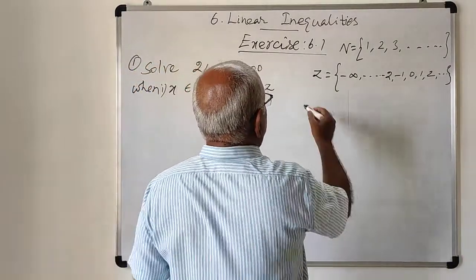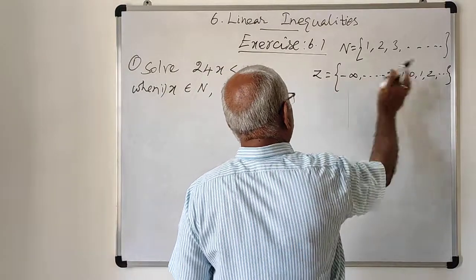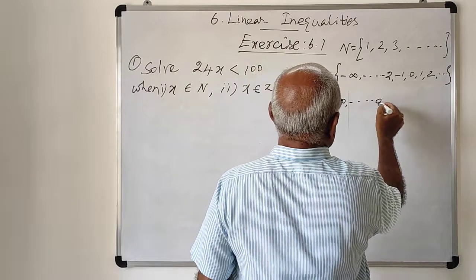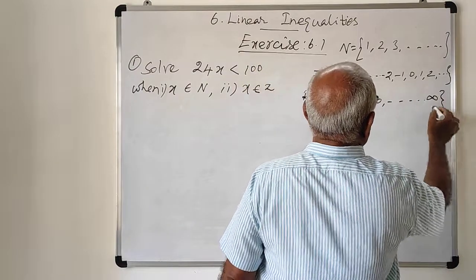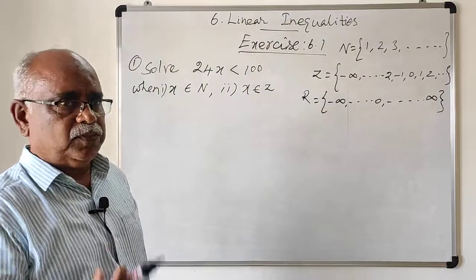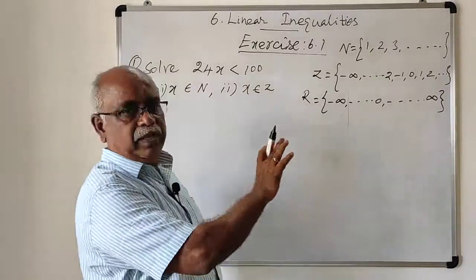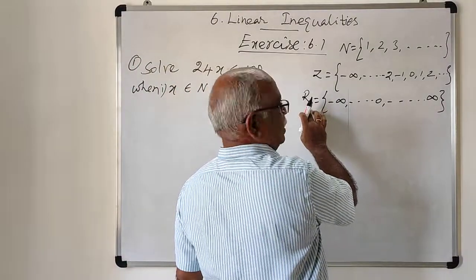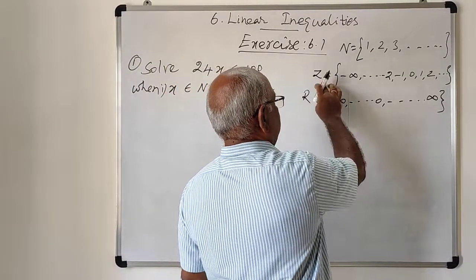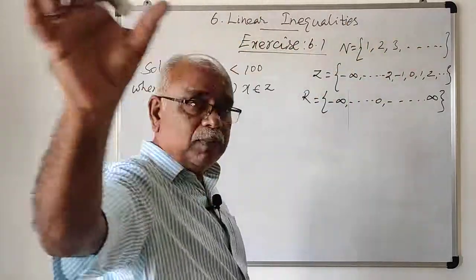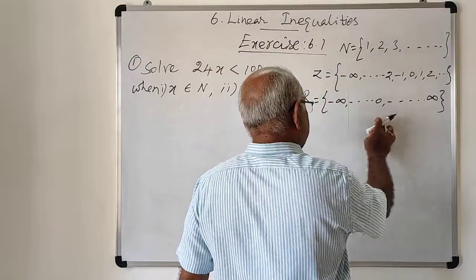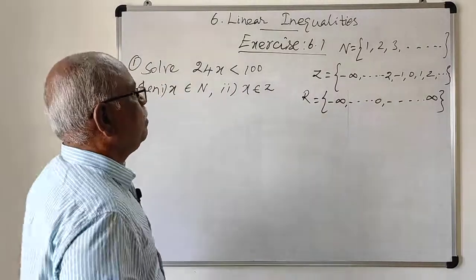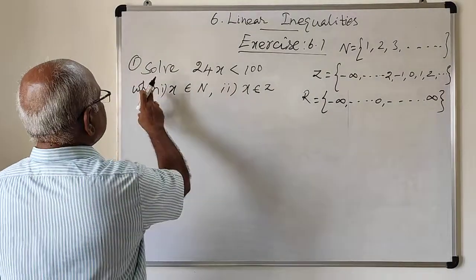Now, one more thing. The set of real numbers is also minus infinity to plus infinity, including all real numbers: whole numbers, positive numbers, negative numbers, fractions and everything. Here, you are considering only whole numbers. But in the set of real numbers, whole numbers, positives, negatives and fractions are all included.